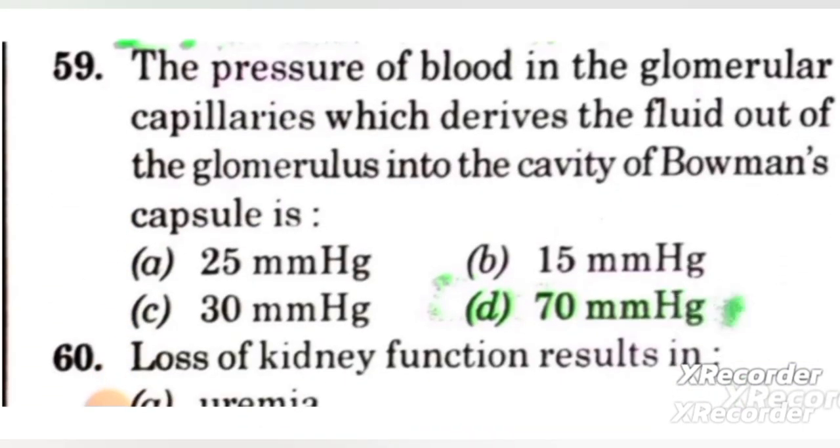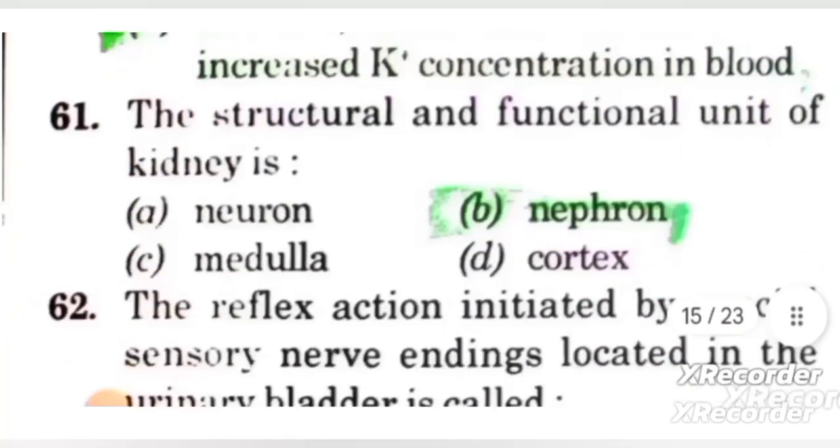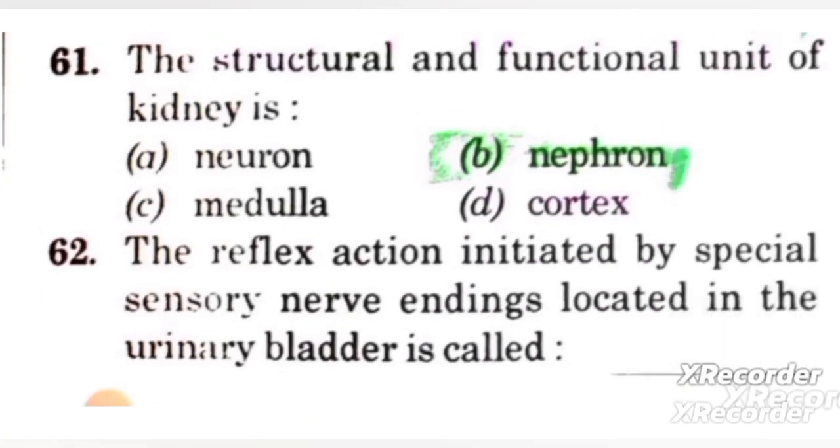Next 59. The pressure of blood in the glomerular capillaries which drives the fluid out of the glomerulus into the cavity of Bowman's capsule is answer D. 70 mmHg. Next 60. Loss of kidney function result in answer D. Uremia, edema, acidosis and increased K plus concentration in blood. Next 61. The structural and functional unit of kidney is answer B. Nephron.